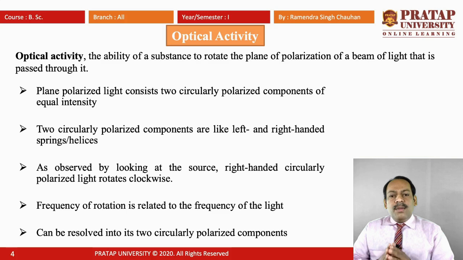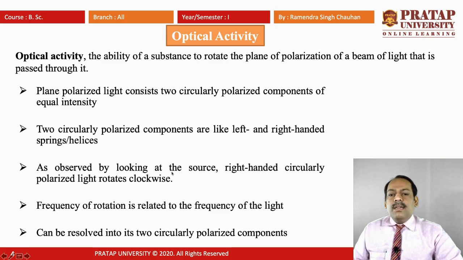So, when the components are emerging, they are adding up, and the resultant will be rotated towards the side which has the lesser refractive index, meaning the side which produces lesser obstruction or hindrance when passing through the optically active substance. So we can see that the two circularly polarized components are like left and right handed spring helices.